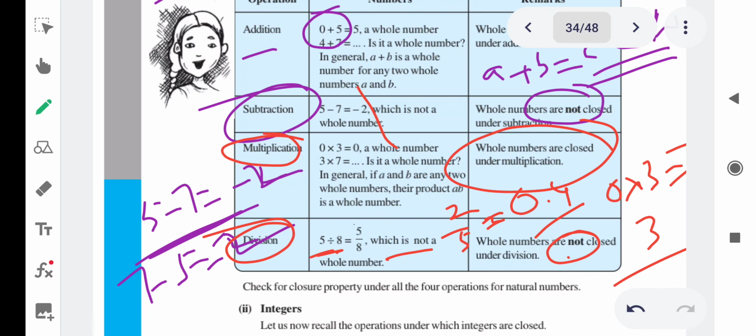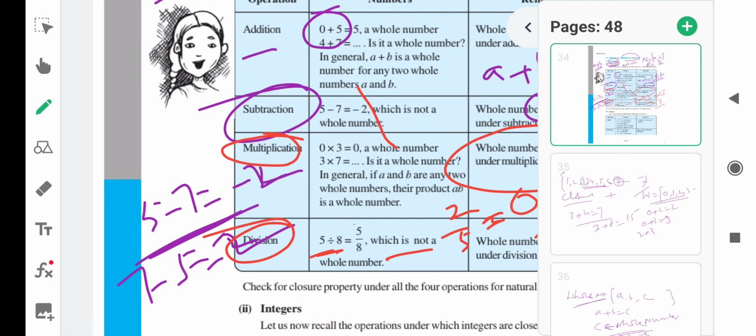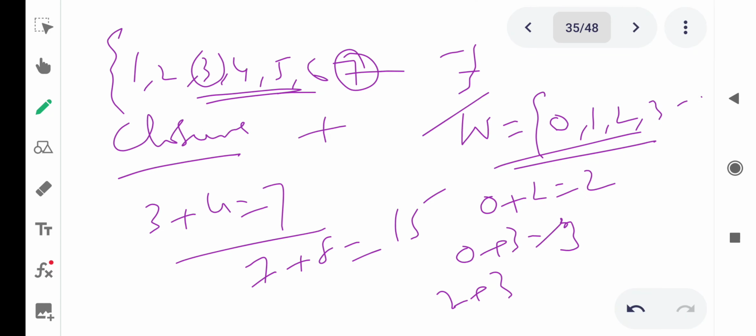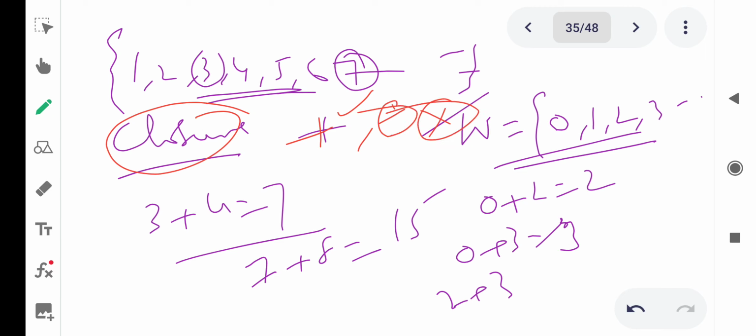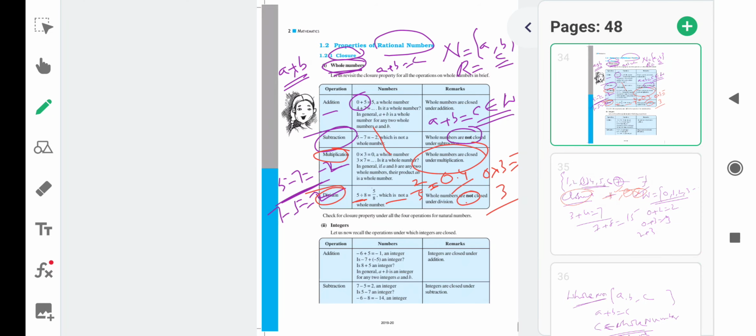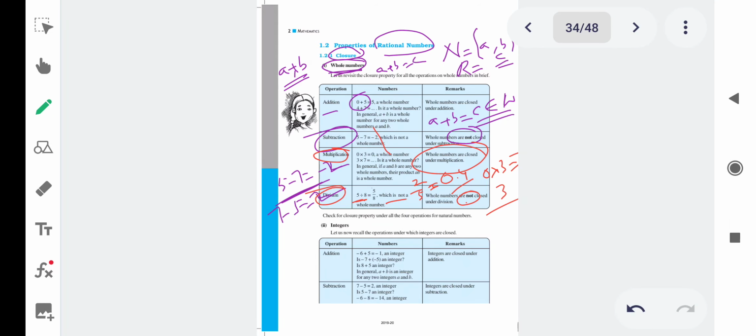Okay, let us see one more time. What we have seen is that for the closure property, addition satisfies, multiplication satisfies, but subtraction and division do not satisfy. Now next we'll see integers.